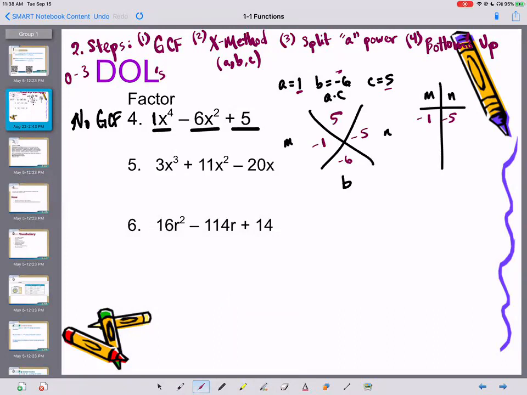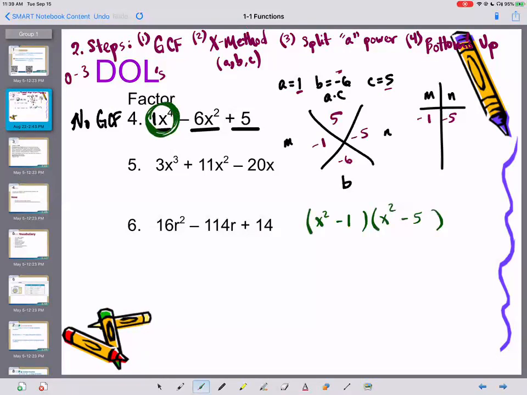All right, so now that I have my two terms, I go on to step 3. Step 3 said to split the A power. And here's what that means. I'll circle it right here. There's my A power, or my A term. It's x to the power of 4. I'm going to split that power. The power of 4 splits, and it becomes x squared. It goes in first place in each parenthesis. So instead of x to the power of 4, it splits and becomes x squared. And then you fill in your side numbers from your X method.